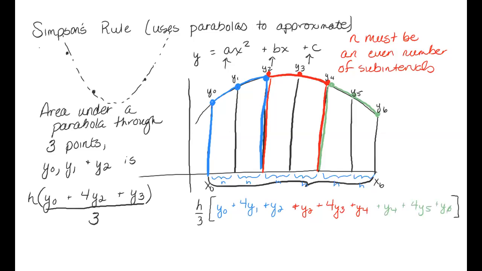So now I'm going to add together my like terms, and I get the first y value plus 4 times the next one, 4y sub 1, plus 2y sub 2's. Y sub 2 showed up in 2 different parabolas, so I get 2 of them. Then I get 4y sub 3. It was in that middle piece from the next parabola. And I get 2y sub 4's, also in 2 different parabolas. And 4y sub 5's. And y sub 6 is out there on the end, so I only get 1 of those.